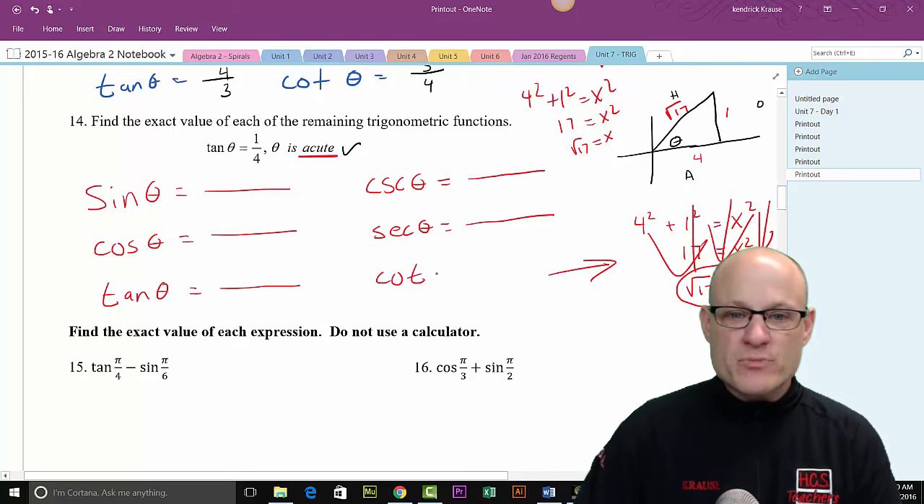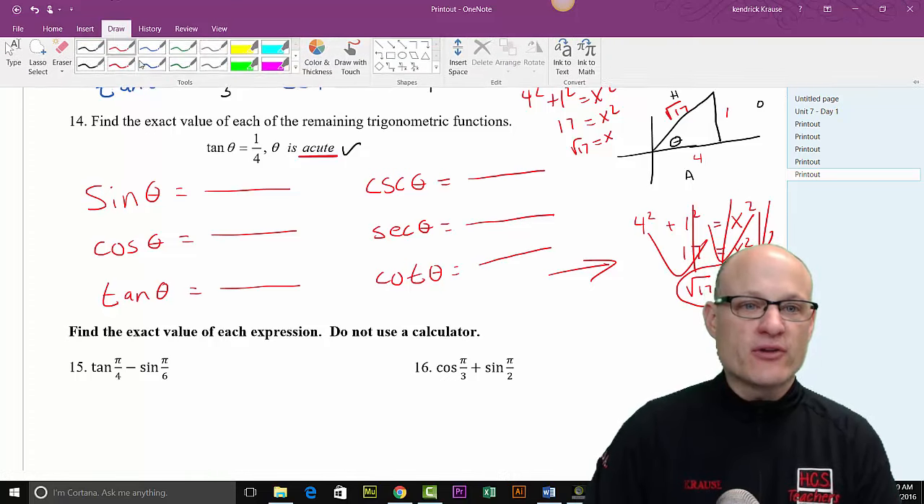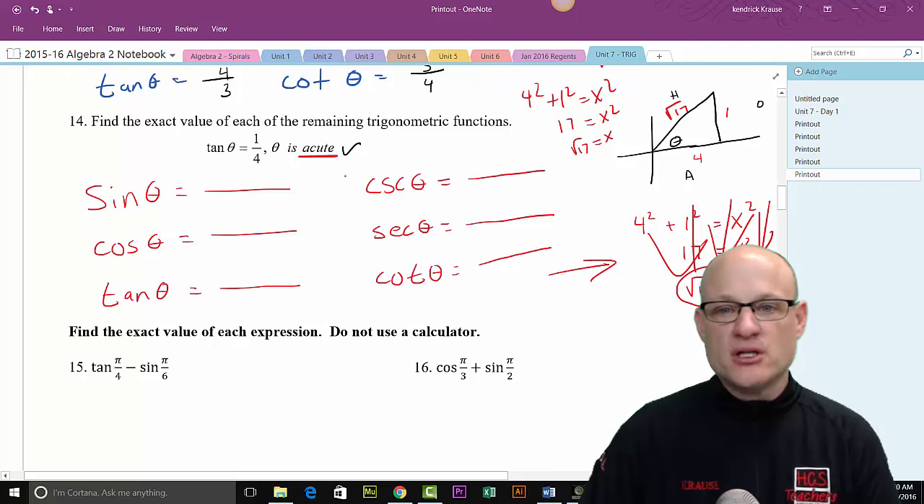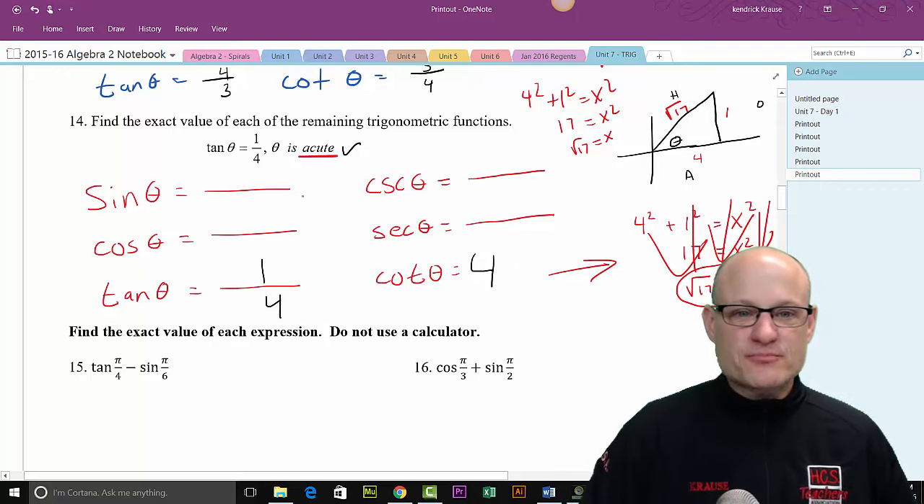Cotangent theta is... All right, because I'm going to forget to go change that, so it's behind my big head. So we know tangent is 1/4, so therefore, cotangent is just the reciprocal of 1/4, which is just 4. But the rest aren't quite as easy. So let me actually get rid of these because we've got some work to do here.